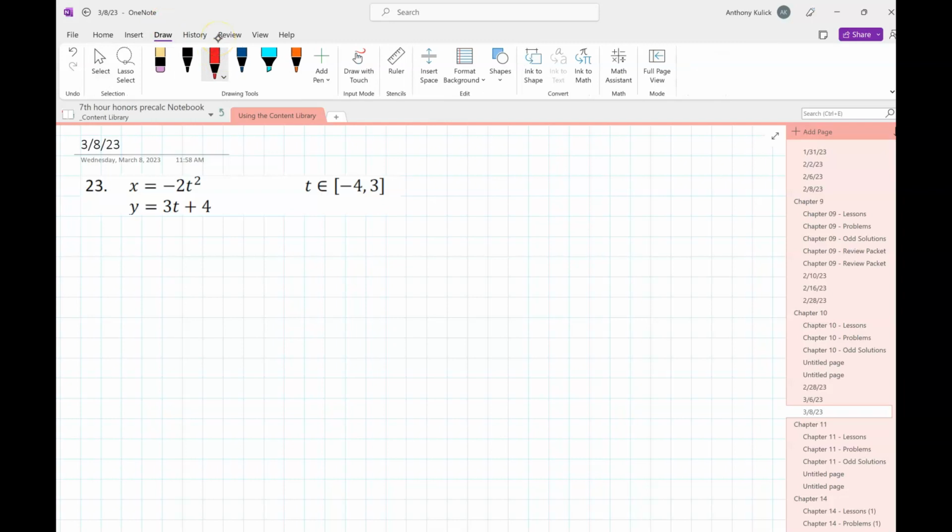All right. So the directions here are to, let me just double check, eliminate the parameter and find the domain and range. So what we'll do is we'll start with our x equation, and we'll solve that for t. So I'll divide both sides by -1/2. Square root both sides. Plug that back into here.